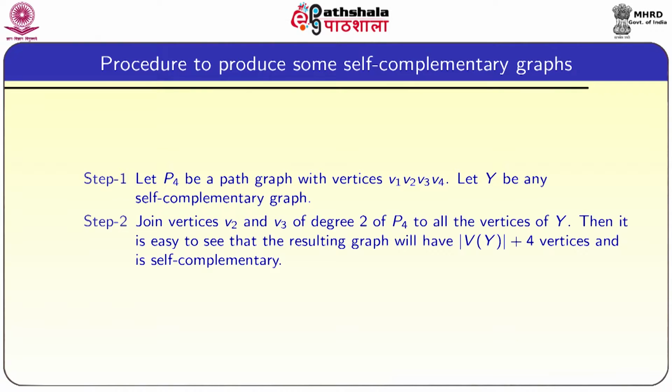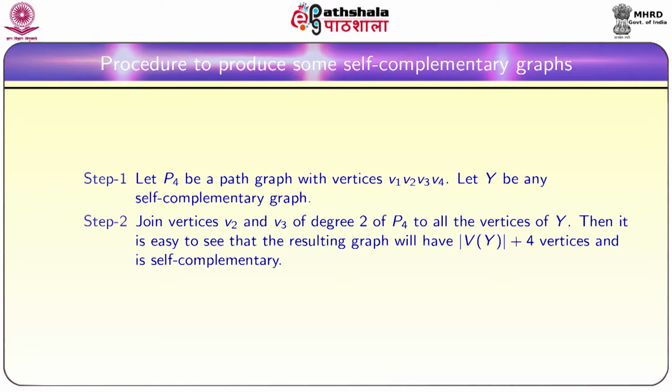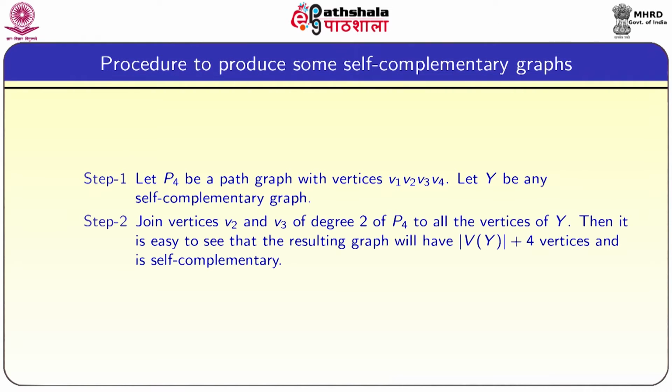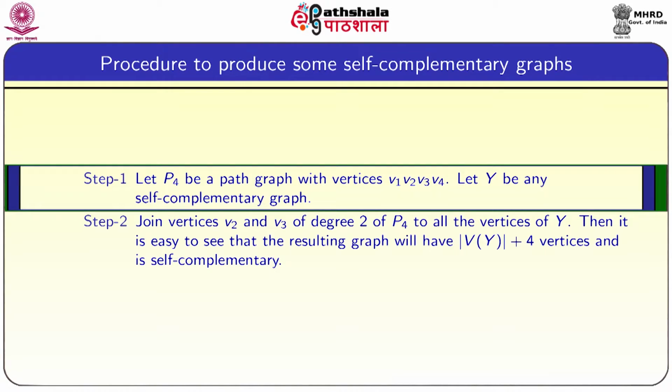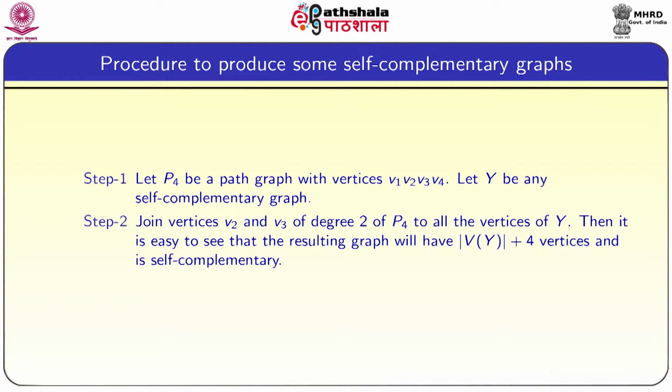Now, we will see a procedure to produce some self-complementary graphs. Step 1 is, let P4 be the path graph with vertices V1, V2, V3, V4. Let Y be any self-complementary graph. So, in step 1 we choose just a path graph P4. We already know that P4 is a self-complementary graph with vertices V1, V2, V3, V4, and Y is any self-complementary graph. That means Y we can choose as the cycle graph C5 or any other Paley graph like that.